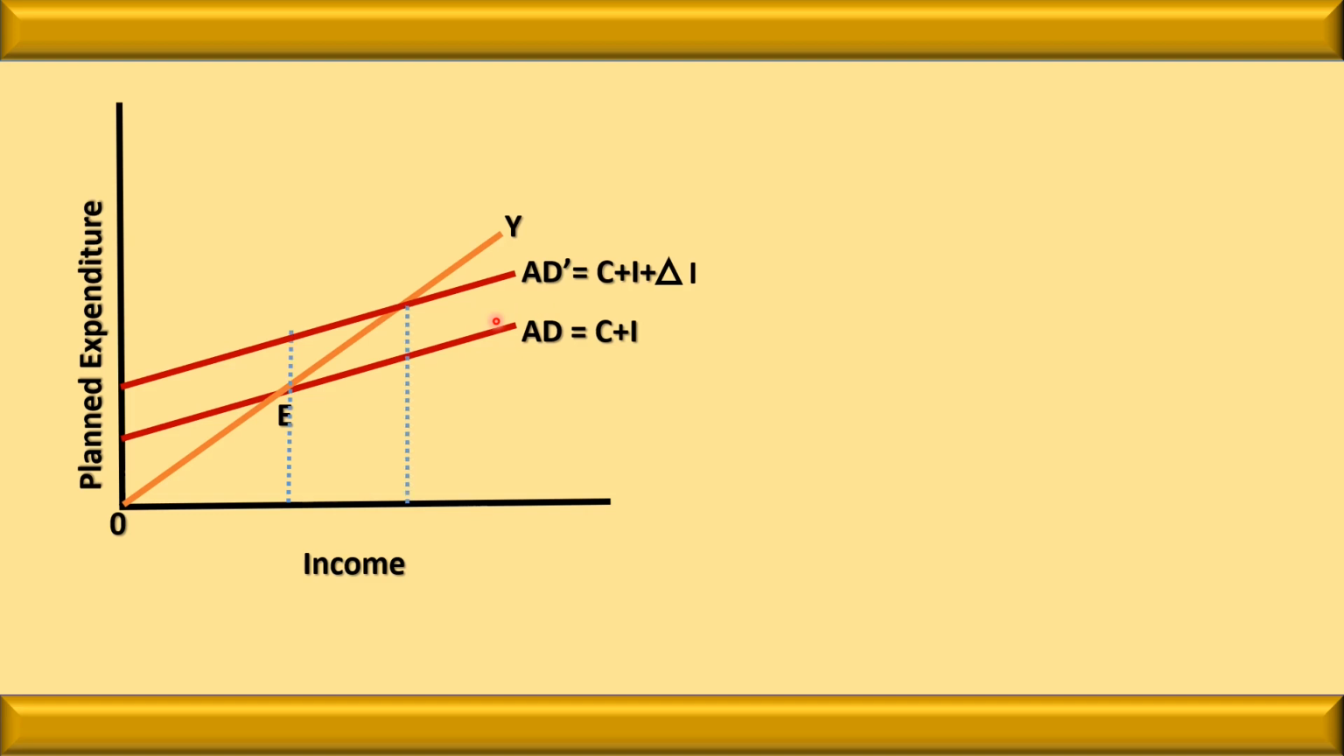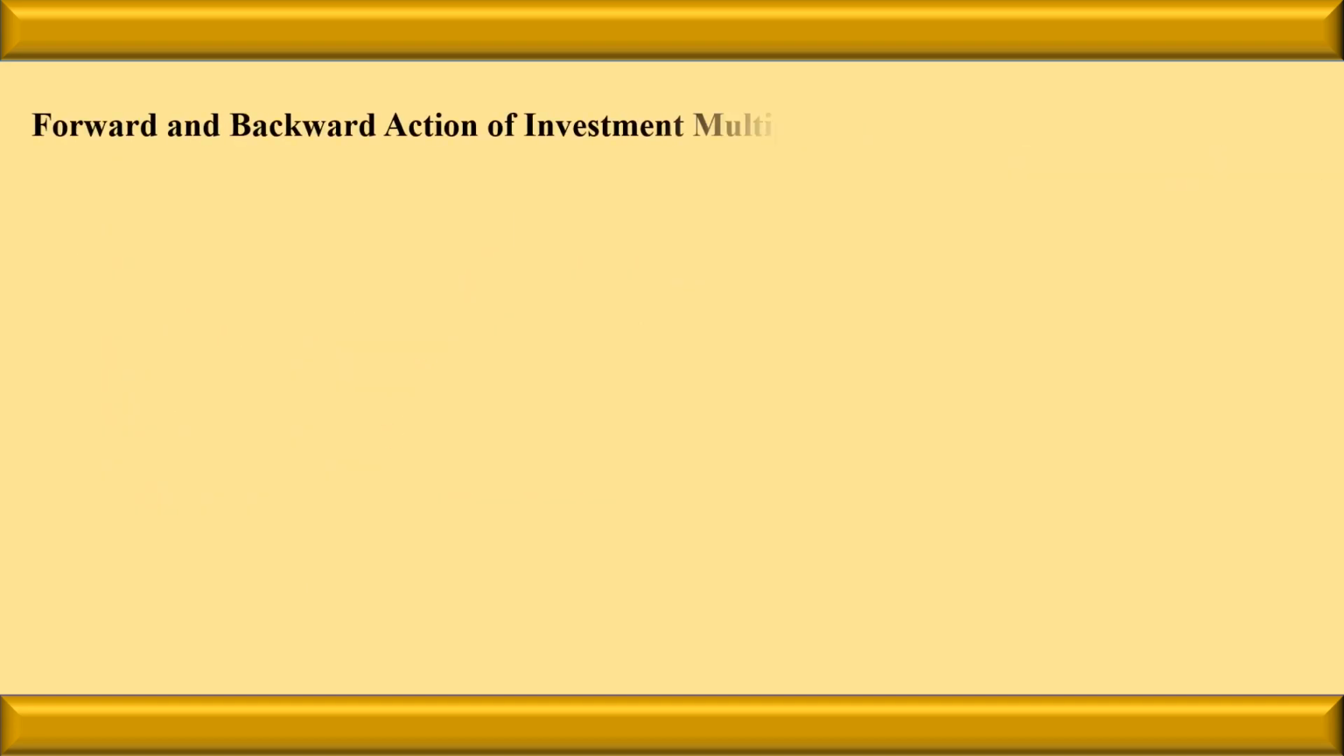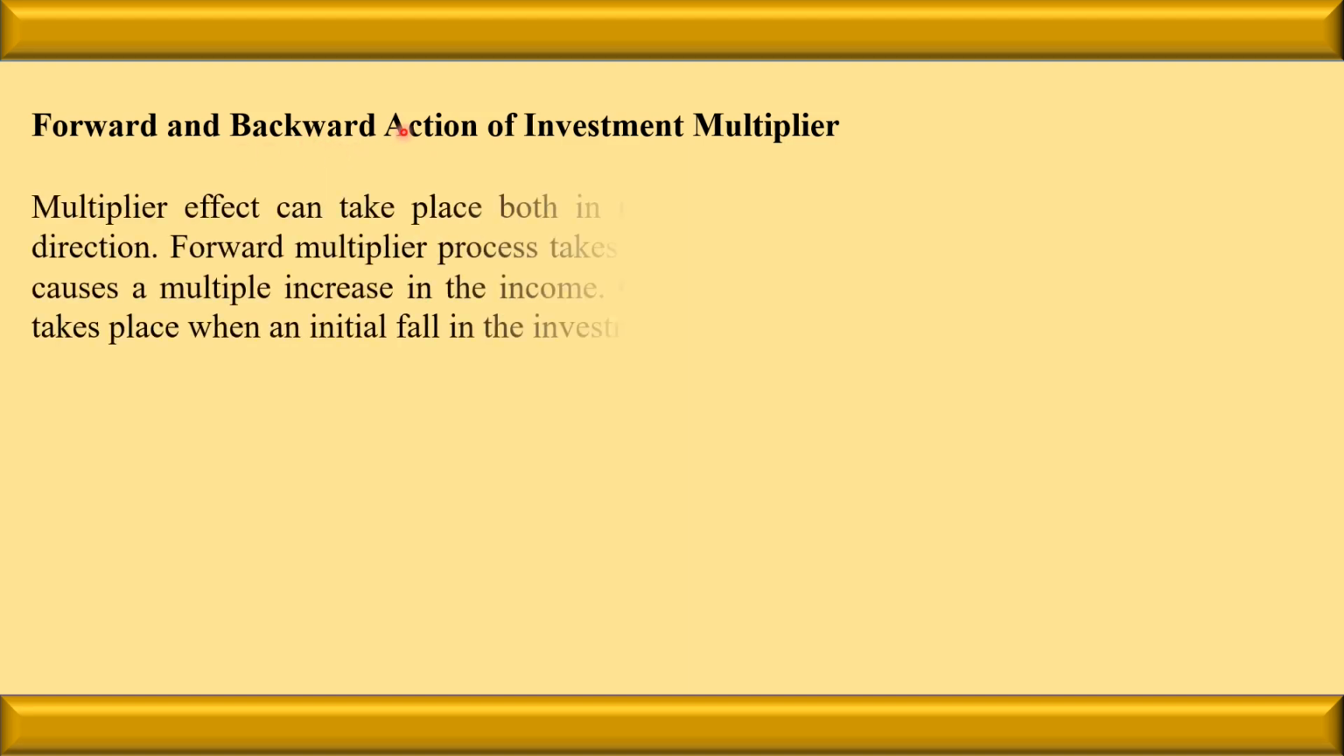So here we can say that because of investment the demand has increased, and we can see that the investment is that much, and because of that much investment the income increased to a larger extent. This diagram shows that with the change in investment the income changed manifold. Change in investment is only that much, and with that change the income increased manifold. Remember one thing, on the basis of the action we can say that the investment performed the forward action and backward action. Let us discuss all the actions in detail one by one.